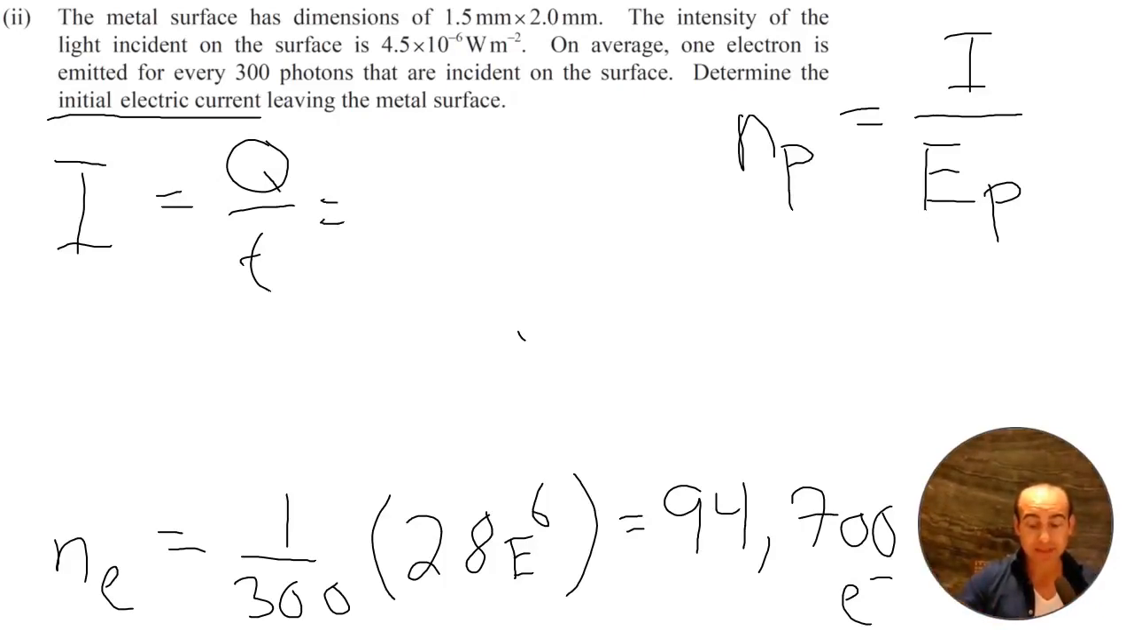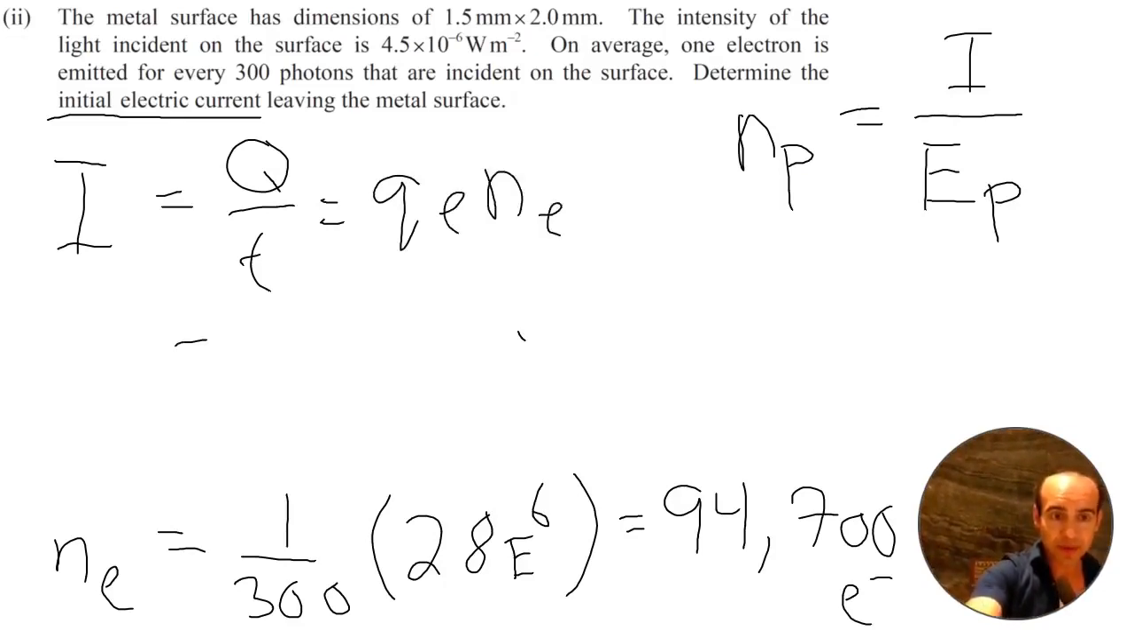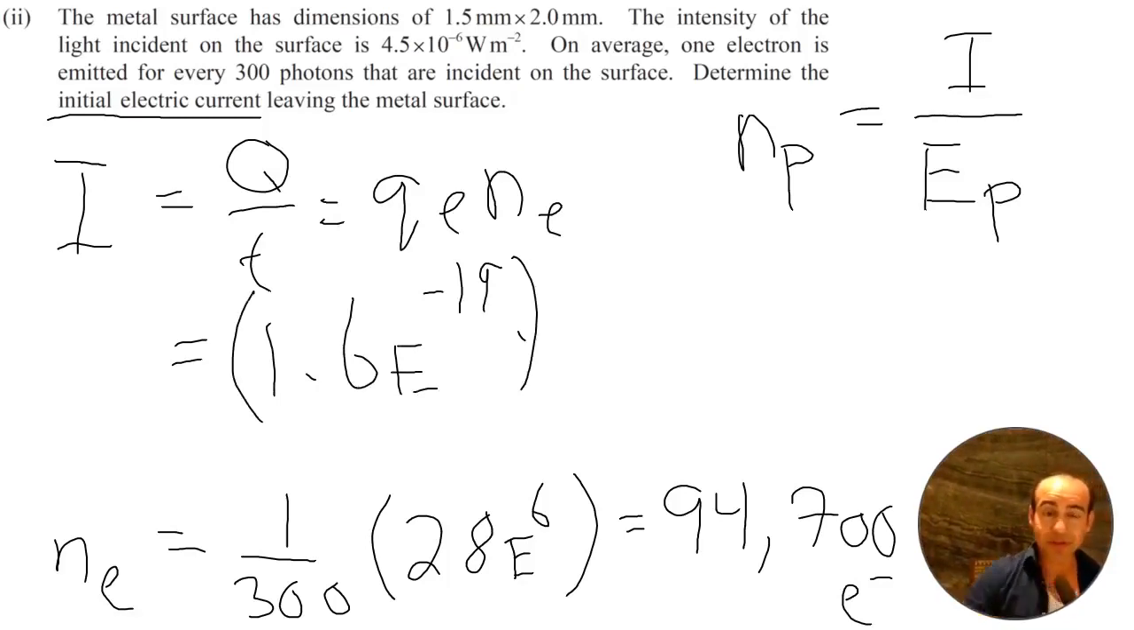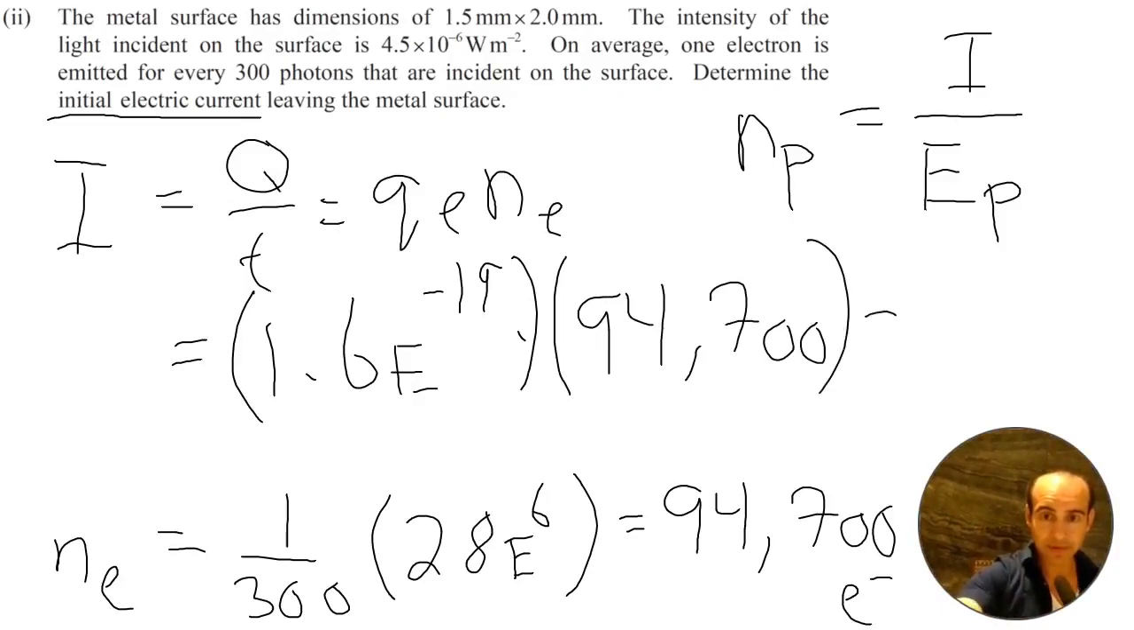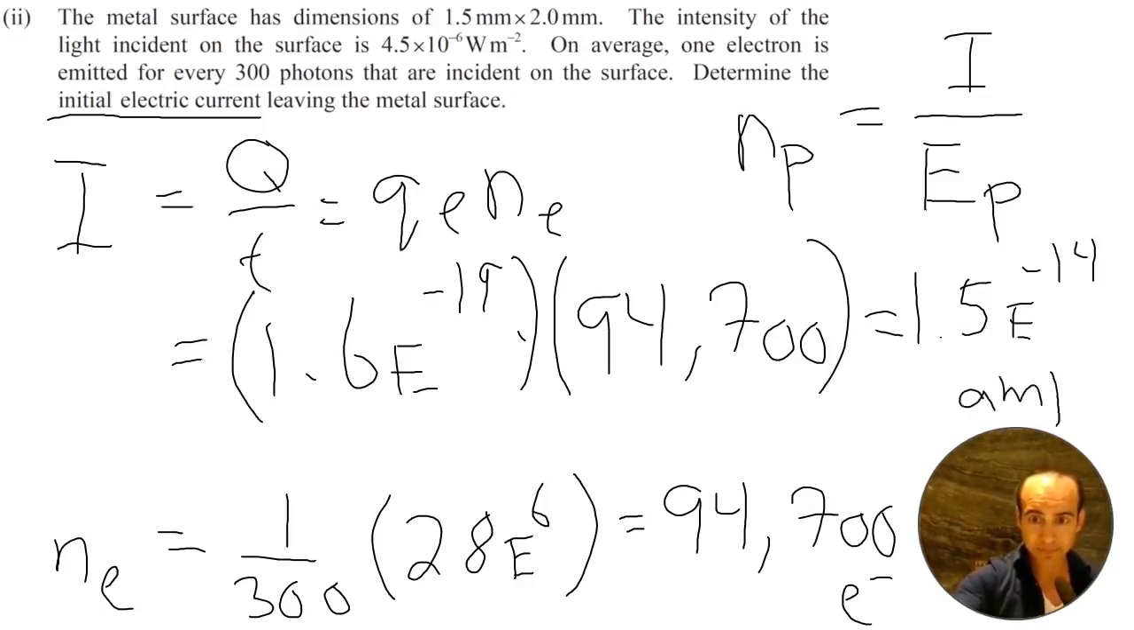But the total charge is going to be the number of electrons times the charge of each individual electron. Okay? That is AKA the charge of each individual electron times the number of electrons. We should hopefully have already memorized the charge of an individual electron. That is 1.6 e to the negative 19th. And what is the number of electrons that is leaving the surface of this metal? It is 94,700. Okay. So after carrying out that very simple multiplication, we've got how many amperes? 1.5 e to the negative 14 amperes. Okay, and then we would be done with this question.